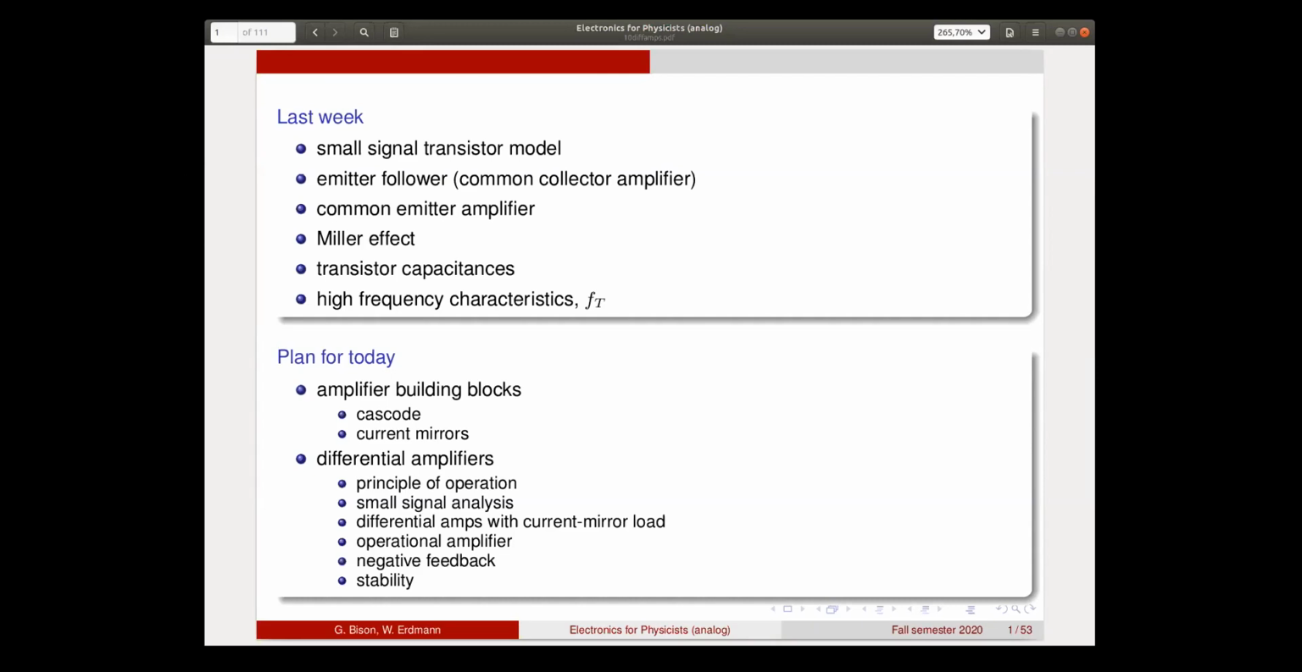So the plan for today is to start looking at some amplifier building blocks. We'll work towards a realistic amplifier. One element we look at is the so-called cascode. Another one is current mirrors. And then finally, we move to differential amplifiers, which are very widely used. We discuss the principle of operation, analyze it a little bit in the small signal picture, and then move on to different types of differential amplifiers with high gain, and finally towards the so-called operational amplifier, and briefly discuss negative feedback and stability.